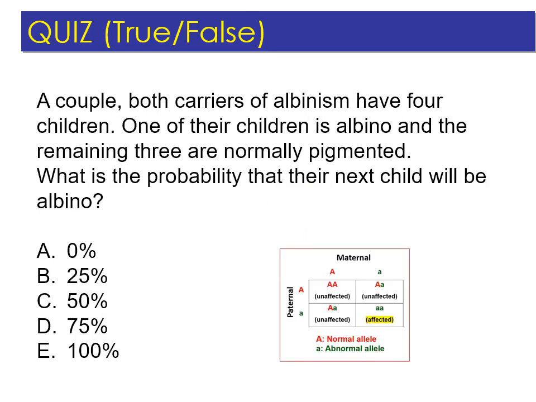A couple, both carriers of albinism, have 4 children. One of their children is albino, and the remaining 3 are normally pigmented. What is the probability that their next child will be albino? Albinism is an autosomal recessive disorder. Based on the Punnett square here, we can see that the probability that their next child will be albino is 25%.